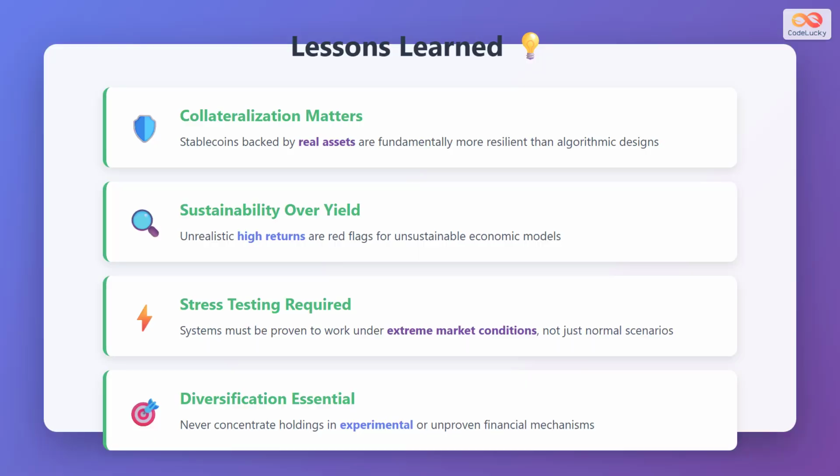Let's conclude with the key lessons we must take away from this disaster. First, collateralization matters. Stablecoins backed by real assets like dollars, treasuries, or other tangible reserves are fundamentally more resilient than algorithmic designs. Second, sustainability over yield. Unrealistically high returns, like Anchor's 20%, are major red flags indicating unsustainable economic models. Third, stress testing is required. Systems must be proven to work under extreme market conditions, not just normal scenarios. And fourth, diversification is essential. Never concentrate your holdings in experimental or unproven financial mechanisms.